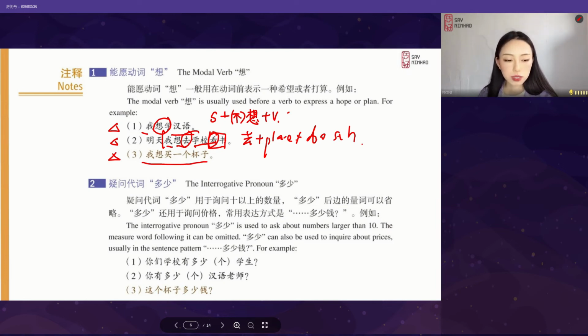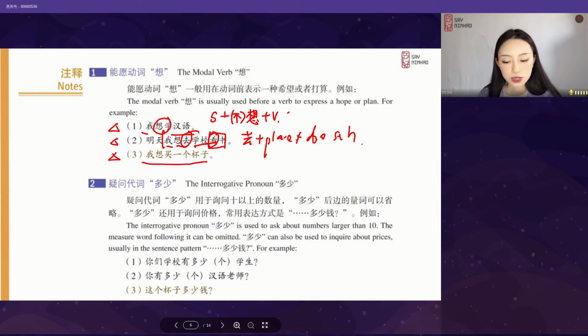Now let's try to make the sentence by yourself. First one, I want to drink some tea. I'd like some tea is 我想喝茶. 我想喝茶. Okay, next sentence.